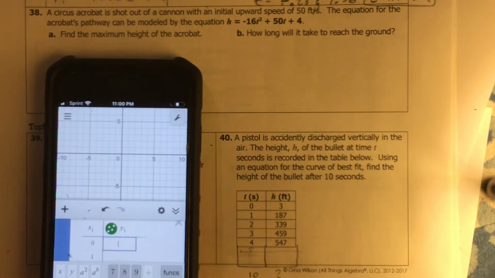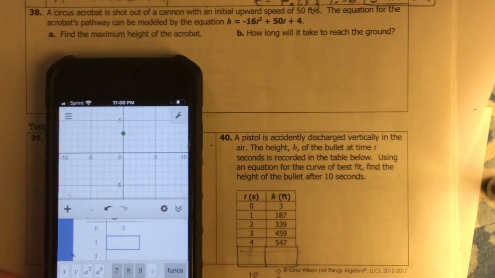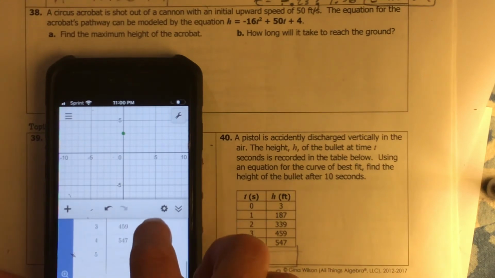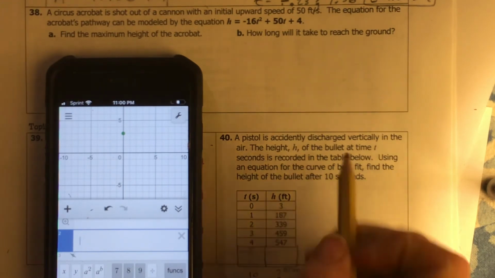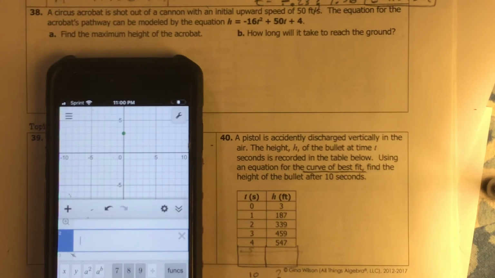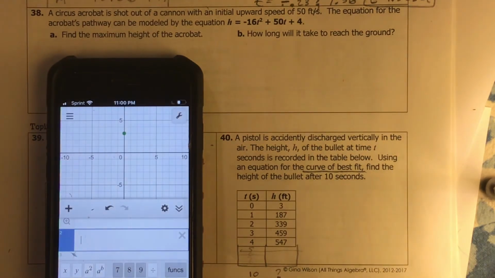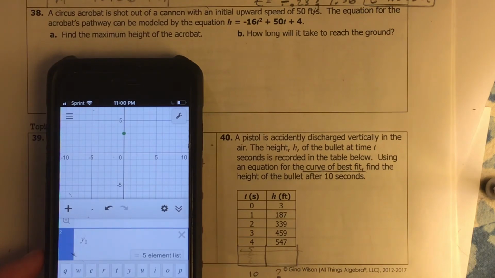Okay, so now I have 0 is 3. 1 is 187. 2 is 339. 3, 4, 5, 9. 4 is 547. Okay. And then it says the curve of best fit. So remember, I want to use the quadratic. Okay, so I'm going to do y1 is about, because we're finding the best fit.